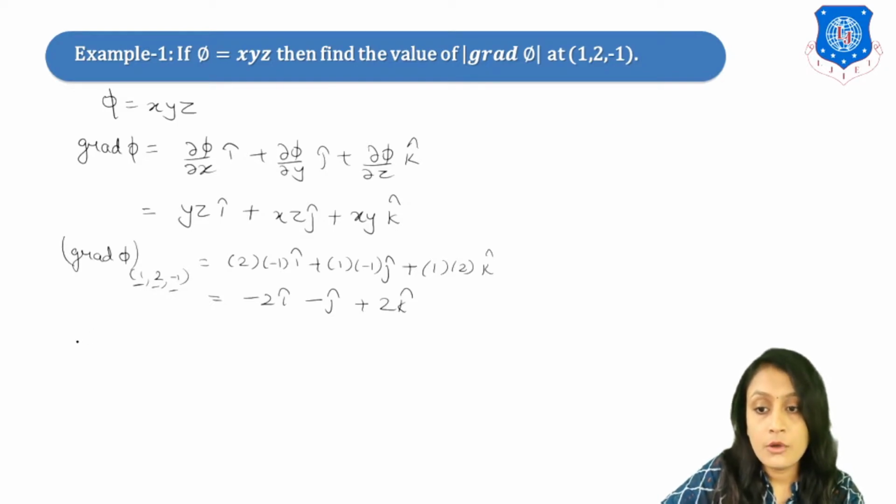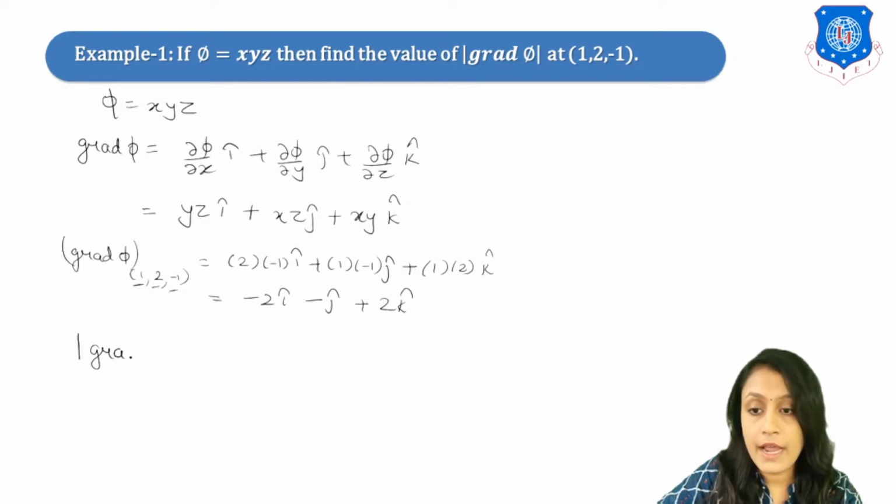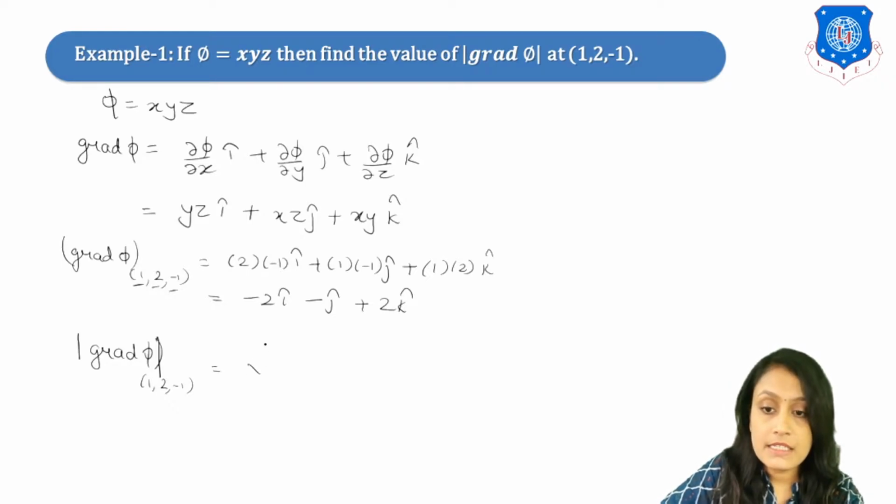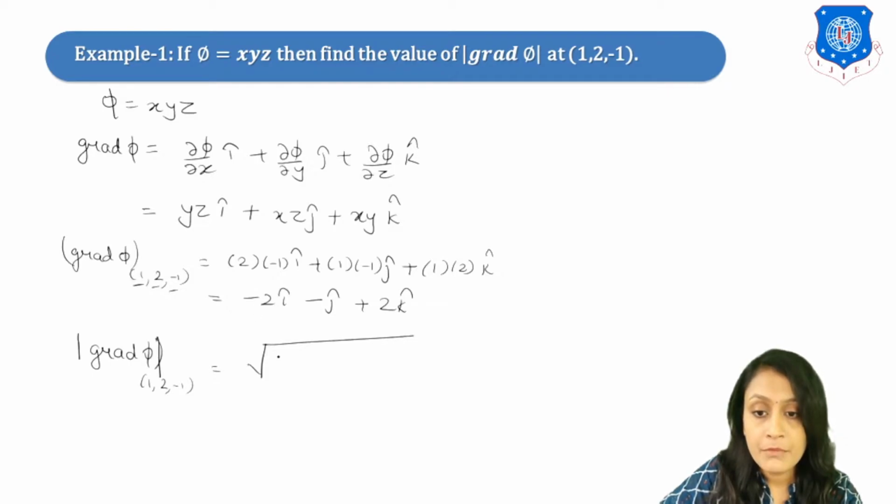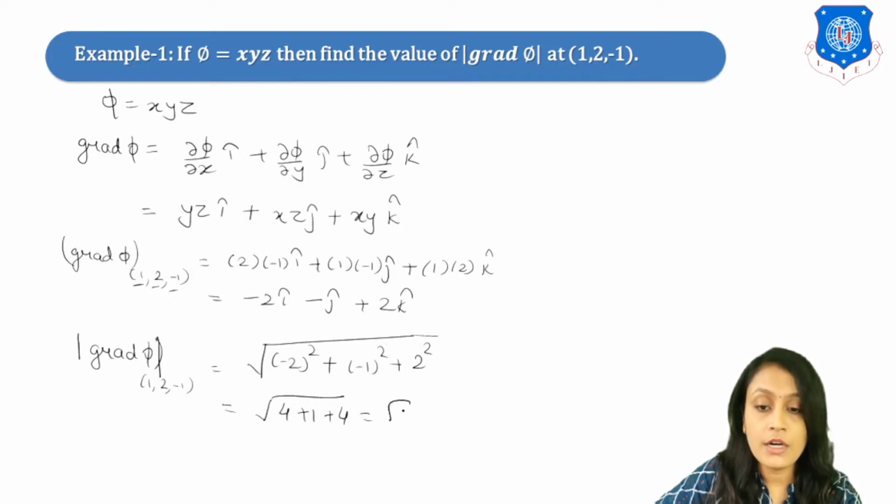Now the question asks us to find mod of grad phi. Whenever we have to find a mod of grad phi, it is like this: under root minus 2 square plus minus 1 square plus 2 square. Just simplify this, so this is under root 4 plus 1 plus 4, so under root 9, and the answer is 3.